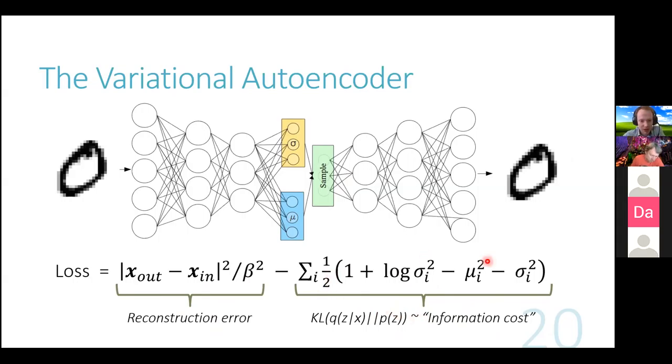This term here is minimized for all mu's being zero and all sigmas being one for every latent space direction, which means that every single input is going to be mapped to the same standard Gaussian distribution. And so if this term is minimized, the latent space contains no information about the input. Every input is encoded to the same distribution, and so the decoder learns nothing from the encoder. Whereas, of course, in order to reconstruct the input well, the reconstruction error requires that information about the input is passed through from the encoder to the decoder.